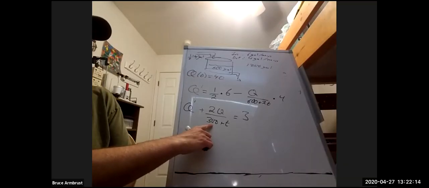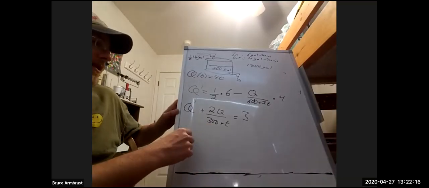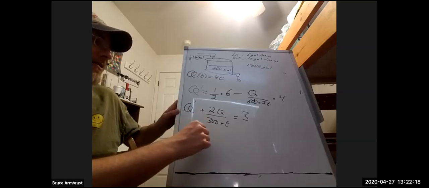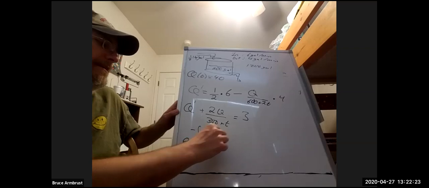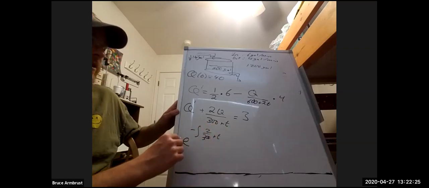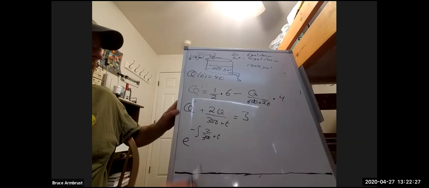So we start by integrating this thing. So we're going to get e to the negative integral of 2 over 300 plus t. All right, this is going to be our, what do we call that? Q1. Okay, so that's going to be our Q1.